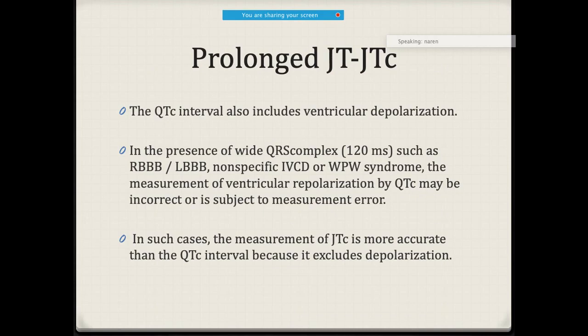Okay. So now a lot of times you will be coming across those ECGs in which you notice a prolonged J wave, especially if someone has a wider QRS. Otherwise, there is an accessory pathway in the form of WPW syndrome, or there is an intraventricular conduction defect. In those cases, of course, the measurement of the JT interval is much more accurate.